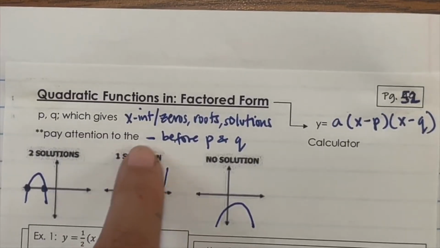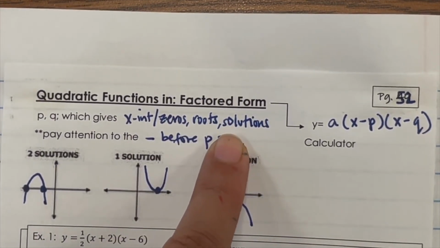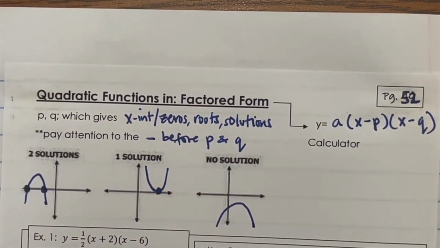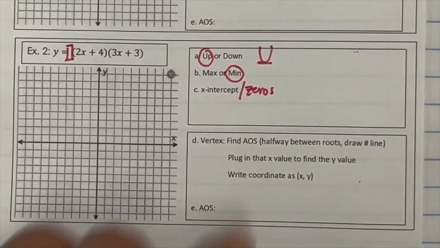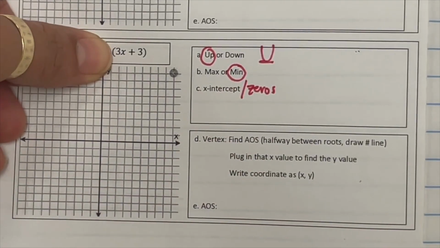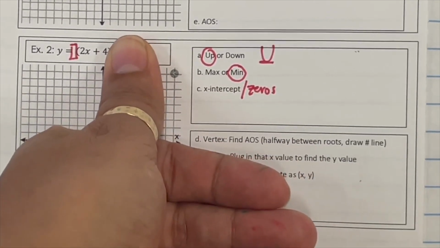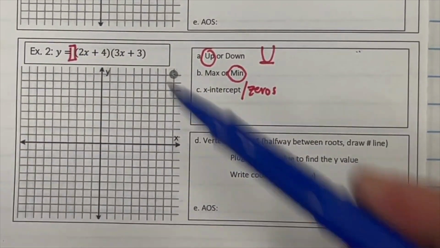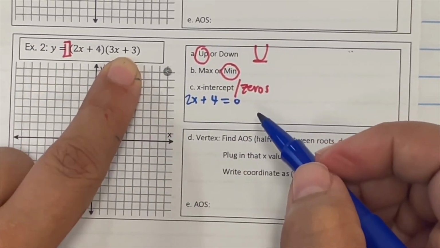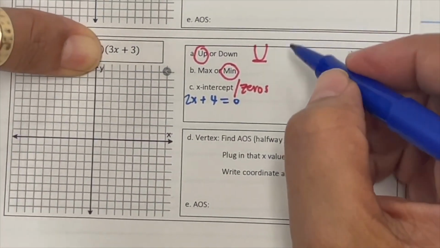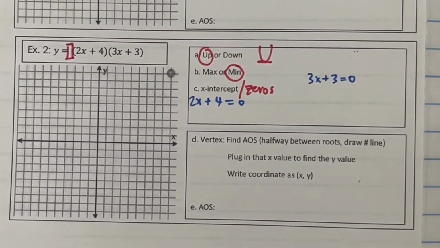So there are 4 different ways of saying the exact same thing, and the question can say 4 different things, so you do need to know that all of these mean exactly the same thing. I'm mentioning roots and zeros here more specifically because the way you find your x-intercept is by setting each parenthesis equal to 0. So I'm going to go ahead and write it down. The first parenthesis is 2x plus 4 equal to 0. And the second parenthesis is 3x plus 3 equals 0.